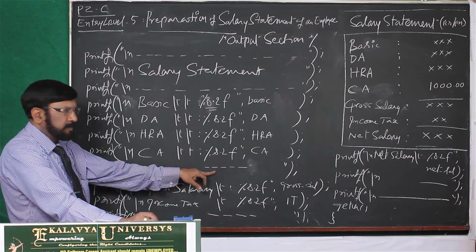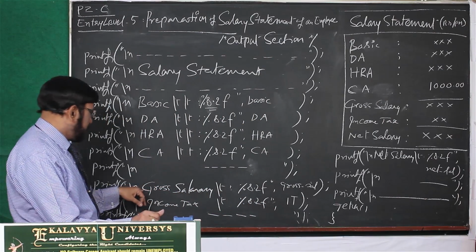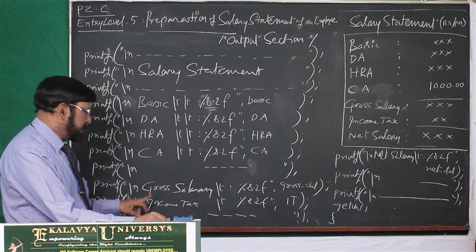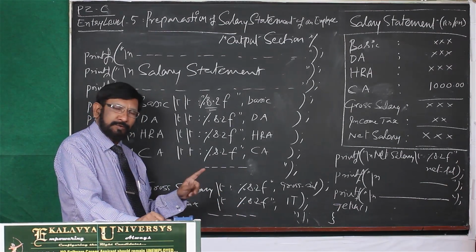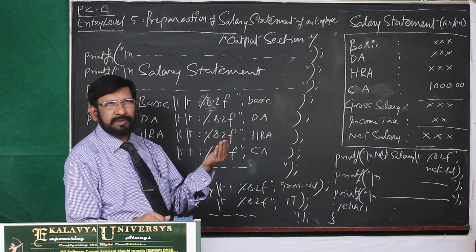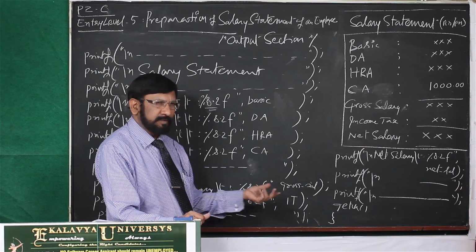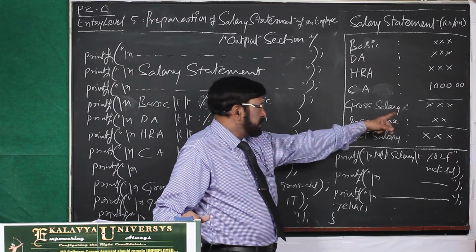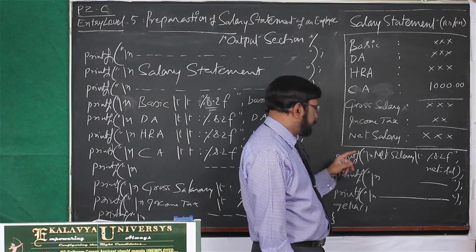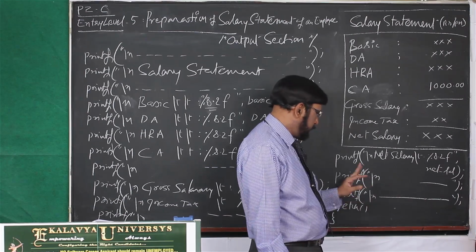Thereafter, you write one line for this purpose. Thereafter, you are finding the gross salary, and you print the gross salary. Thereafter, income tax. Income tax, as I already told you, if it is not applicable, that means the employee's salary is below 15,000, then income tax is printed as 0. Otherwise, whatever amount is applicable is printed. Thereafter, one more line will come. Then net salary is printed. Thereafter, one more line, and finally, right.